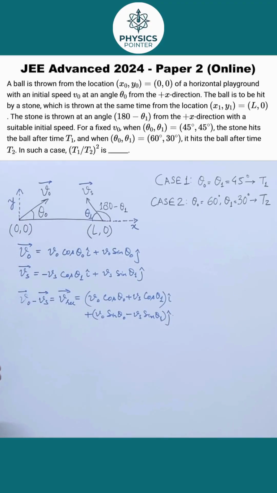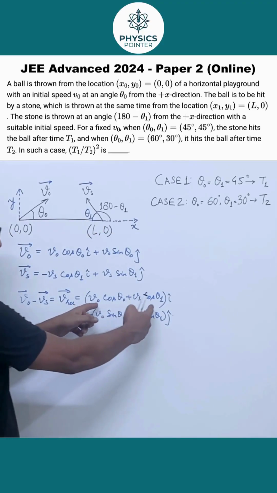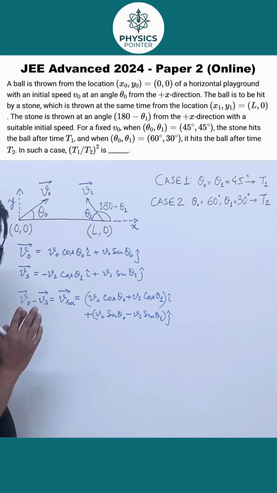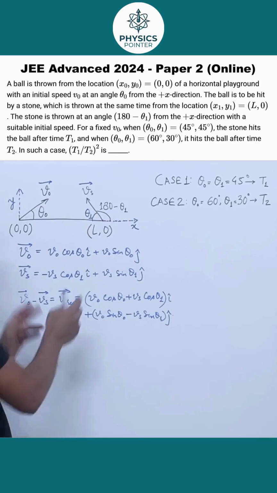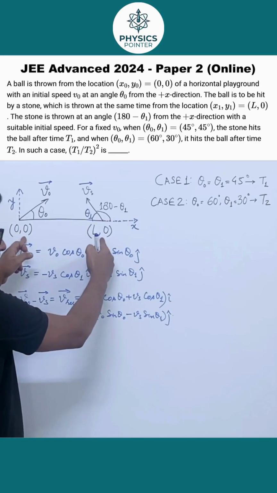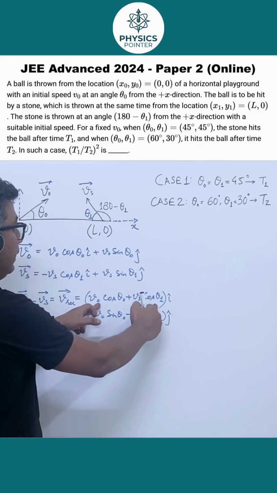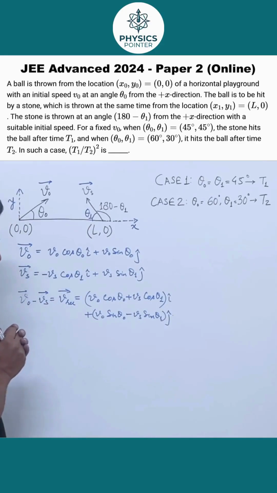Now interestingly we got the relative velocity. But what about the components? Let's see what's happening in x direction. This velocity is actually traveling the length L and meeting at some point. That means the total length traveled is L, the total velocity or speed is this much, and time is t1 or t2 depending on the case.